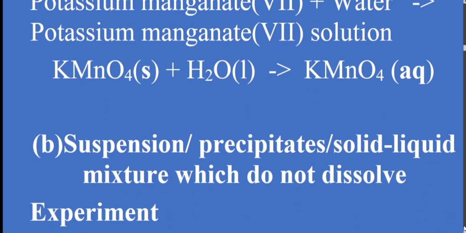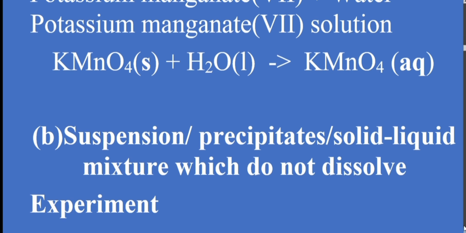So a suspension, which we also call a precipitate, is a solid liquid mixture which does not dissolve. Remember, the first one is a solid liquid mixture in which the solid dissolves in the liquid. And the second case is a precipitate or suspension, where the entire solid, its crystals or particles, is not able to dissolve in the given liquid or solvent.